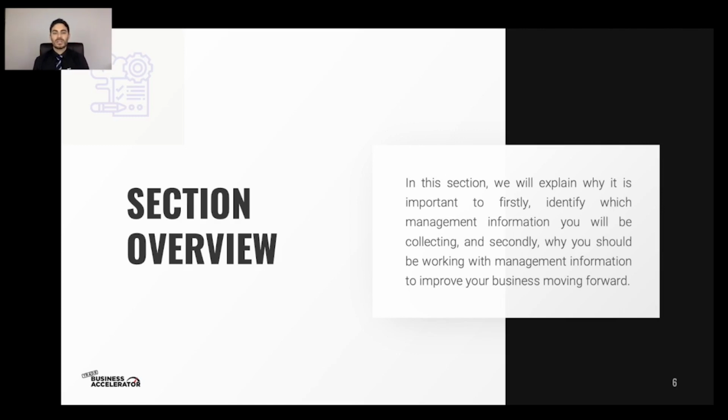In this section, we'll explain why it is important to firstly identify which sets of management information you'll be collecting, and secondly, why you should be working with management information within your business in order to improve it moving forward.